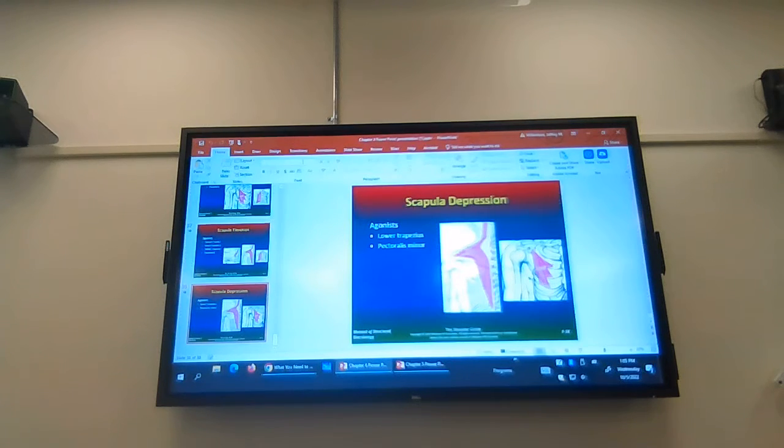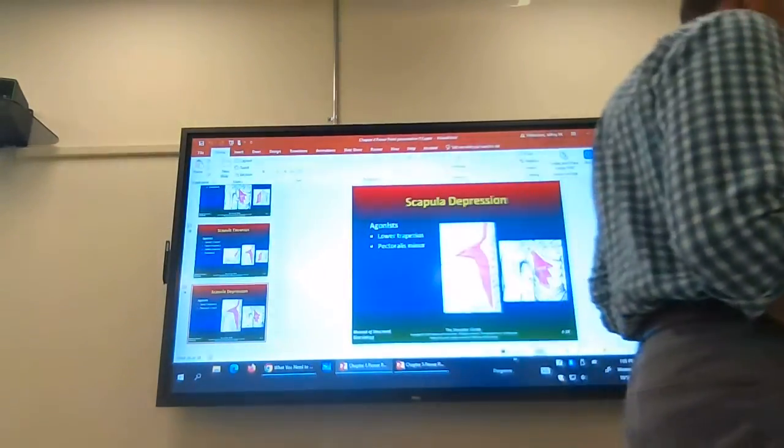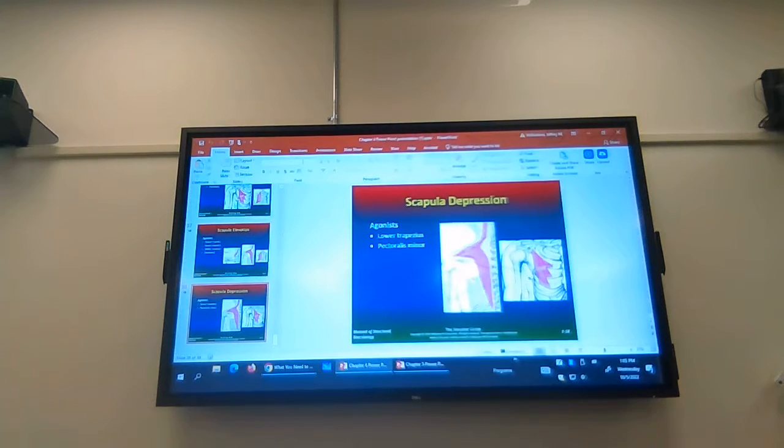I'll give you help on 17 down. It's a lat pull. 17 down is a lat pull. I have a quick question.